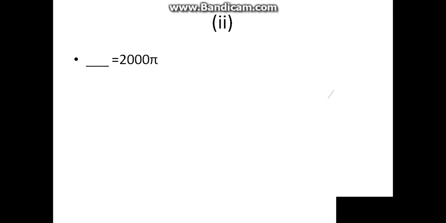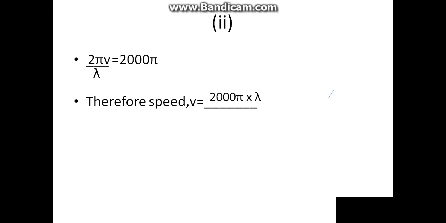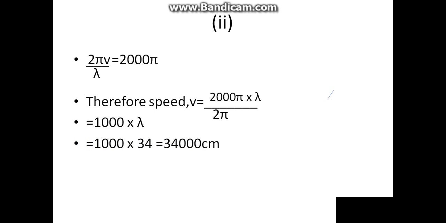II, 2 pi v over lambda equals 2000 pi. Therefore, speed v equals 2000 pi times lambda all over 2 pi, which gives us 1000 times lambda, which equals 1000 times 34, which gives us 34,000 cm per second.